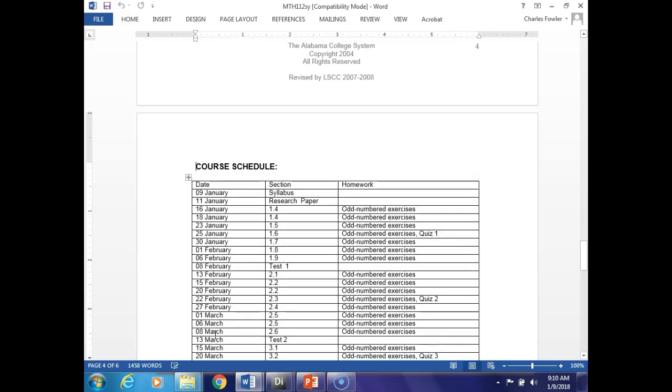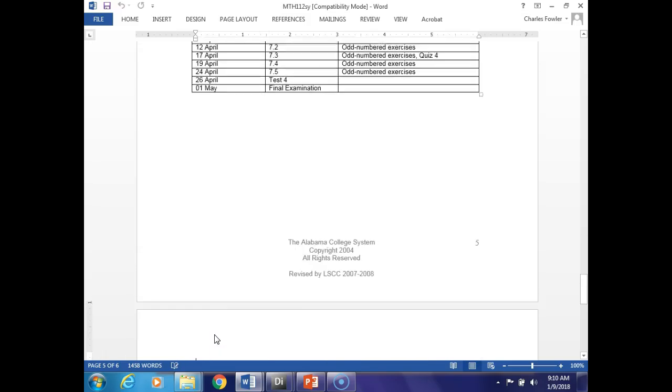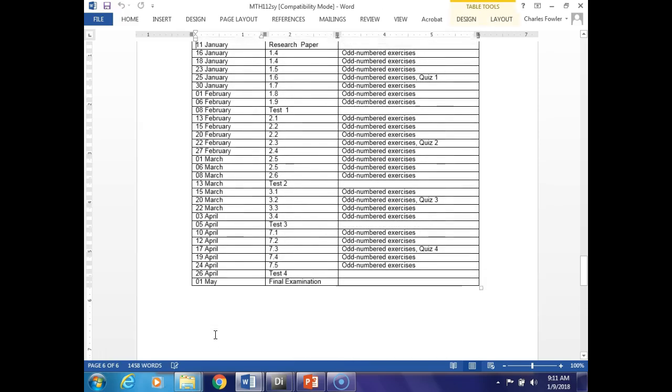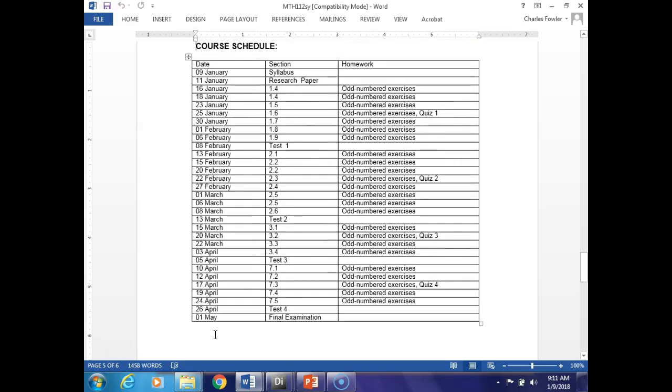Here is approximately the course schedule. This is about what we're going to do, and yuck, I hate this. And again, approximate is the big word here. Today we're doing the syllabus. We're not going to get much more. Next time we'll talk about the research paper and safety.